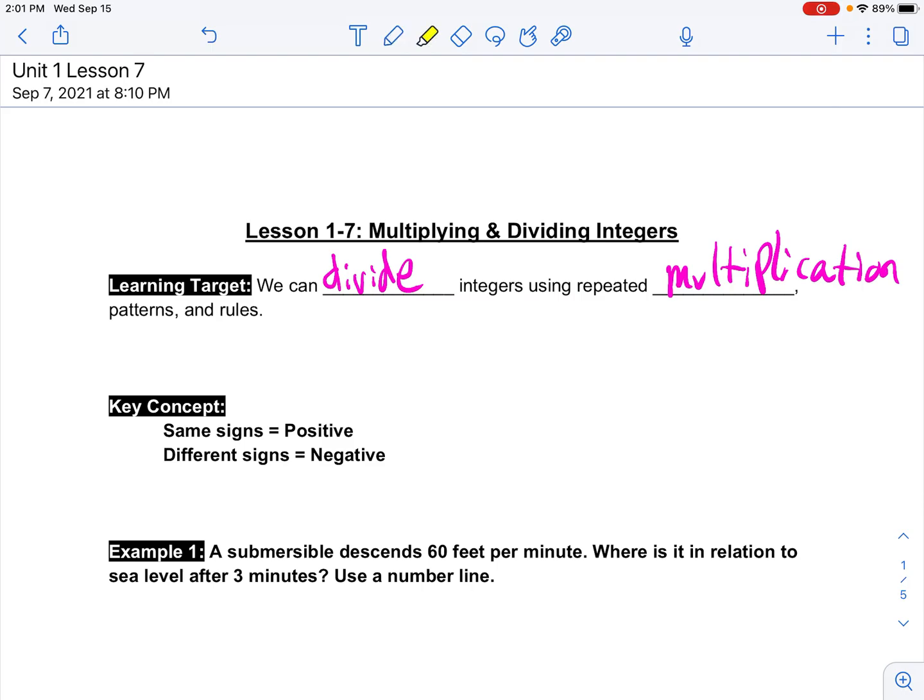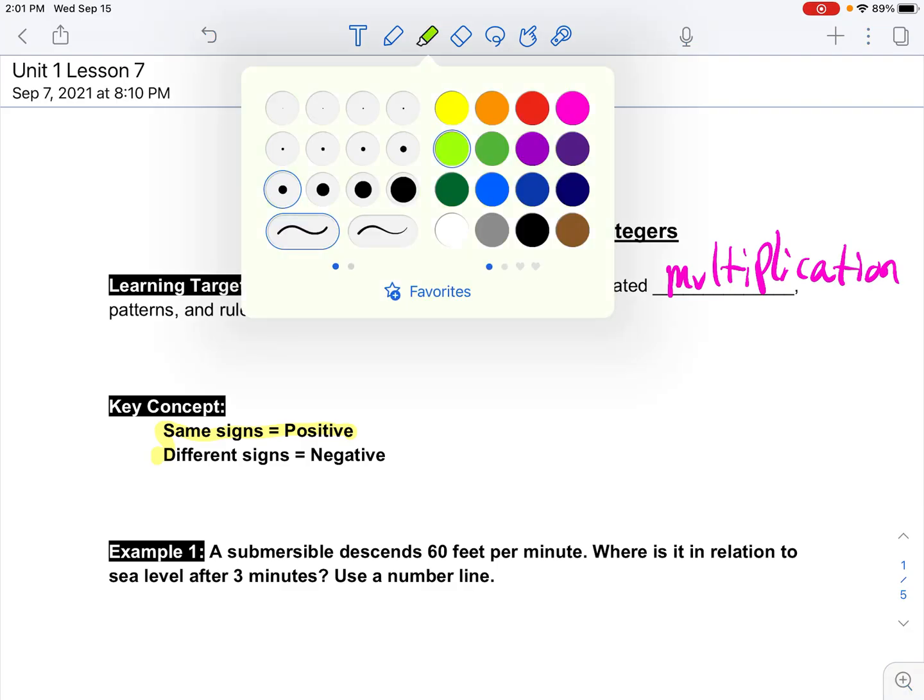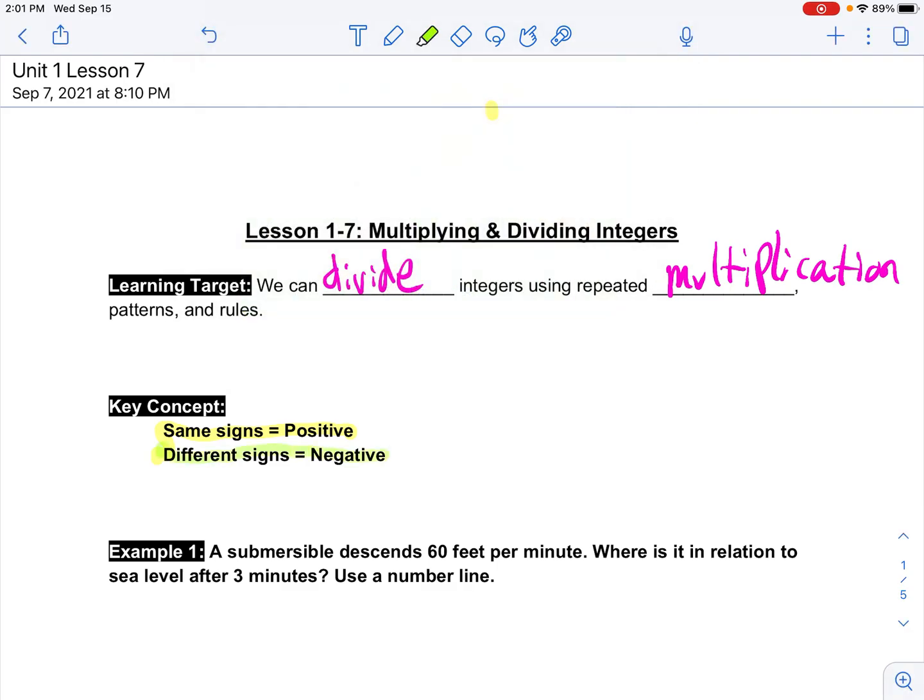And again, these are like our rules. Same signs, your answer is going to be positive. Different signs, your answer is going to be negative. Okay, let's do that one. And then let's do this one green. So I like to think about it like this.